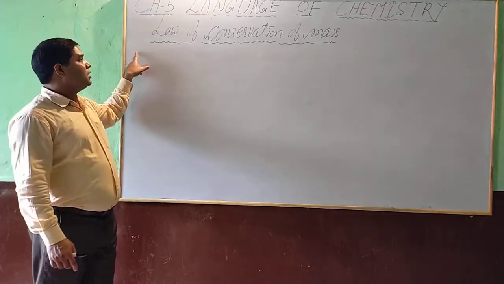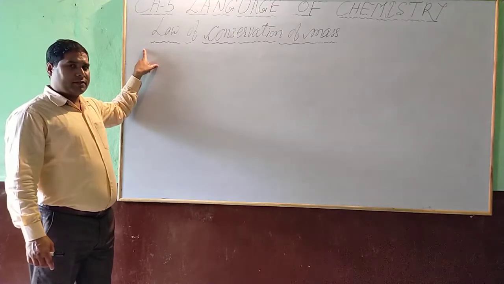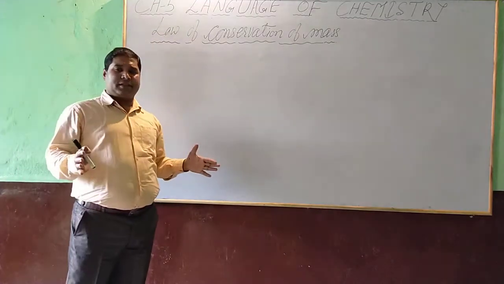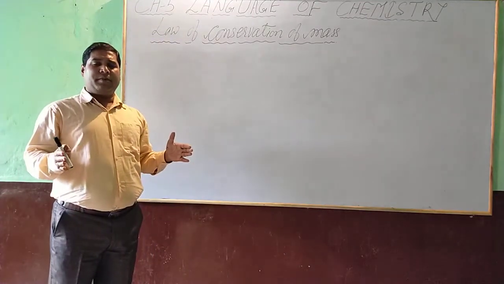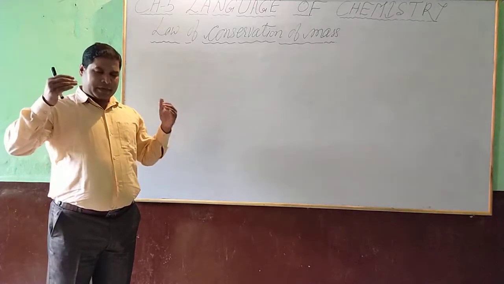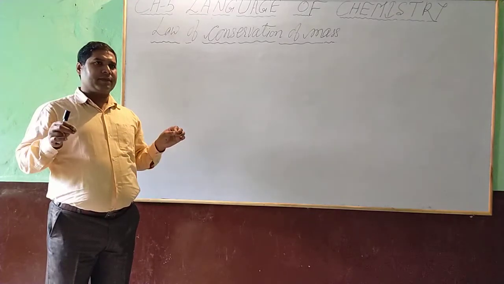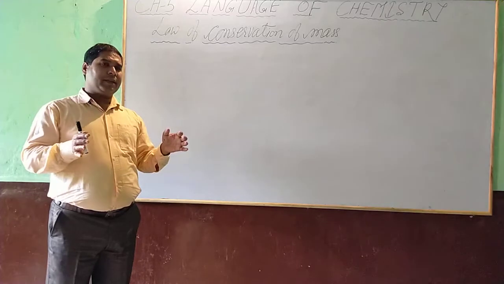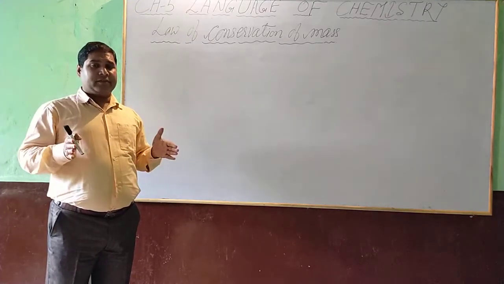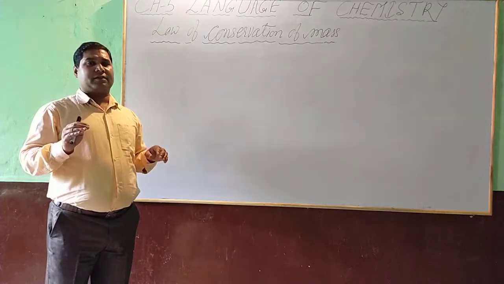To explain the topic law of conservation of mass, first you understand what you mean by mass. The amount of matter or material present in the body is known as its mass. It can also be understood in this way: the quantity of matter or material present in a body is known as its mass.